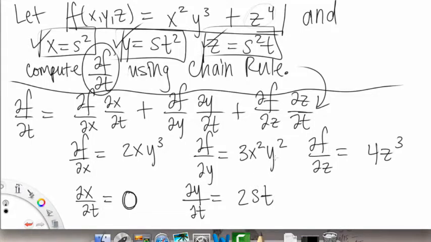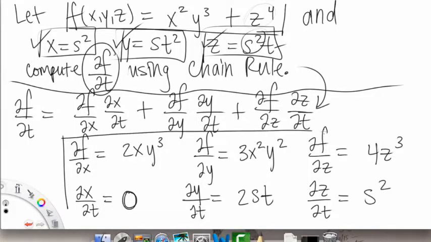Okay, so we have 2st for that one. And finally, we have partial z, partial t. So if we look at that guy over here, this is s squared times t. Our s is considered a constant, so we're just going to bring out that coefficient, which is an s squared. Okay, so these are all of our partials. We have 6 of them here, and we're just going to plug them into this equation that we already found.